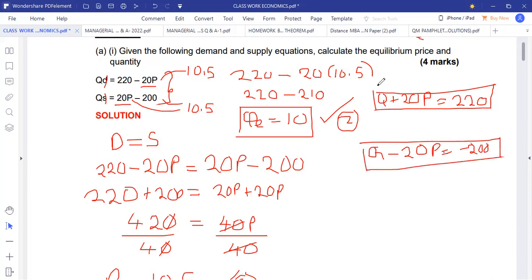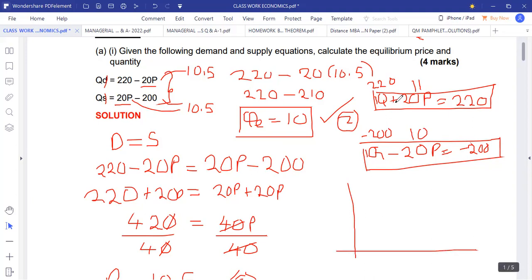So here there's a 1. 1 into 220, we get 220. So we put 220 here. 20 into 220, we get 11. And here there's a 1. 1 into negative 200, negative 200. And here we have negative 20. Negative 20 into negative 200, we get positive 10. So now it gives you a picture of how you're going to draw your curve.